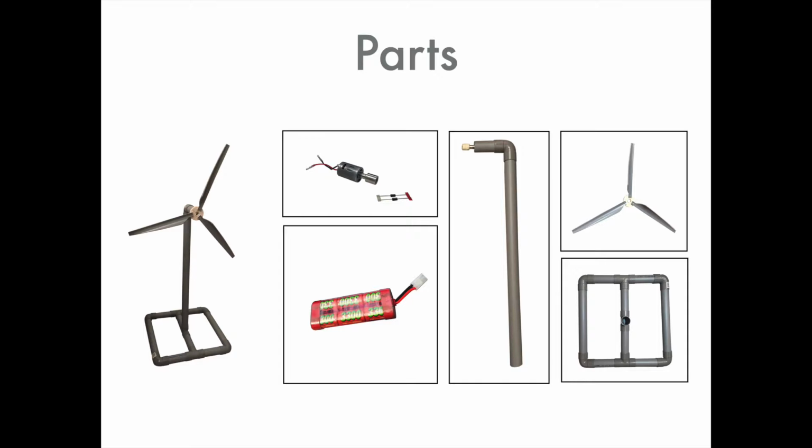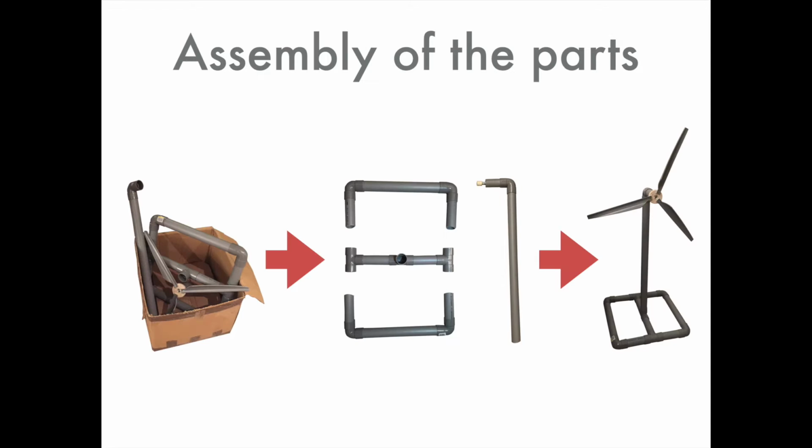On the left you see the final concept of the turbine. On the right you see the different parts. You can see the generator with the diode, the battery and the pole, the blades and the bottom stand. The turbine is delivered in a box and easily set up by the user. For extra weight, water or sand can be poured into the stand at the bottom to make it more stable.